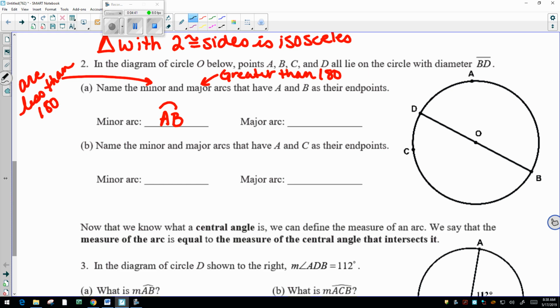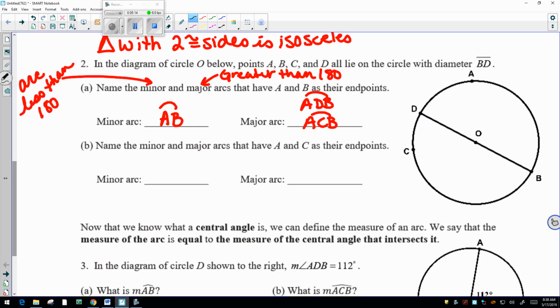Now, in order to make it the major arc, I'm going to probably need 3 letters to show the direction. I could call this arc A to D to B, that's one option. I could call this arc A, C, B. Notice either option, whether it's ADB or ACB, have A and B as the endpoints.